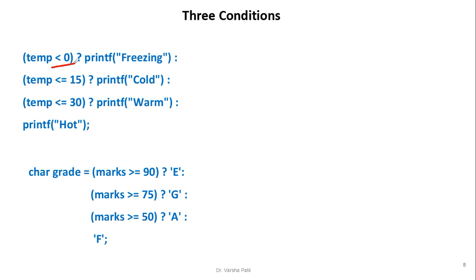If temperature less than 0, print freezing. If this condition not true, then this condition check. If this condition true, print. If this condition not true, check next condition. In this way we can cascade all that condition.